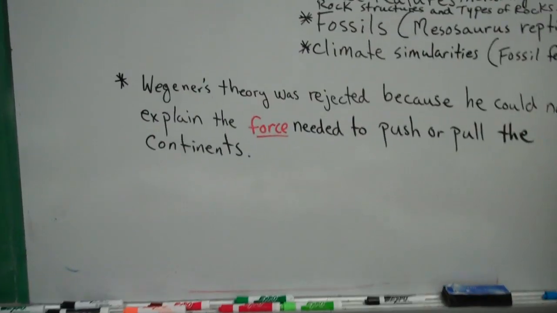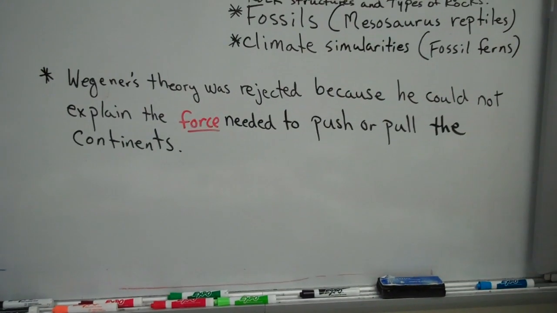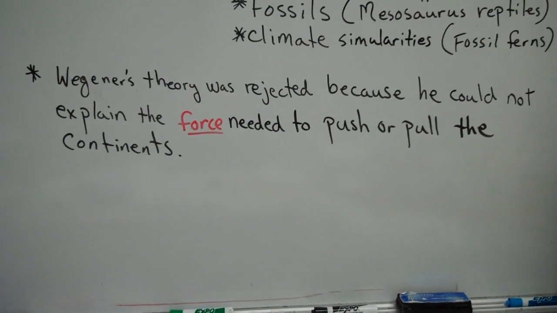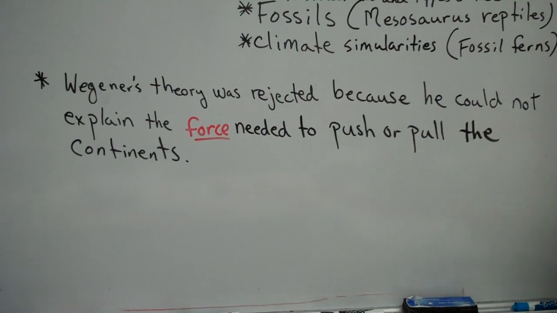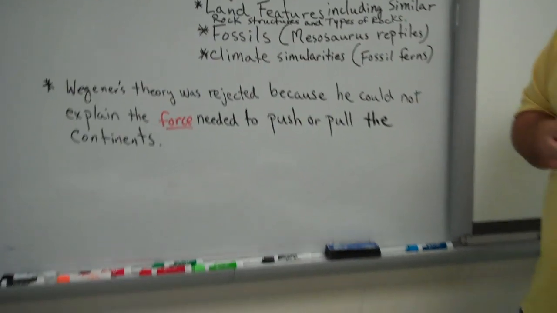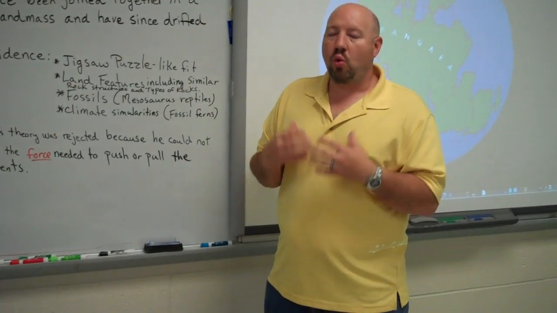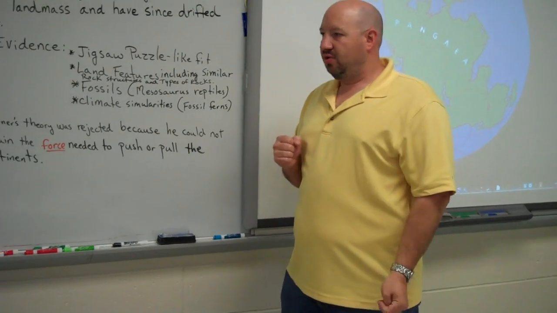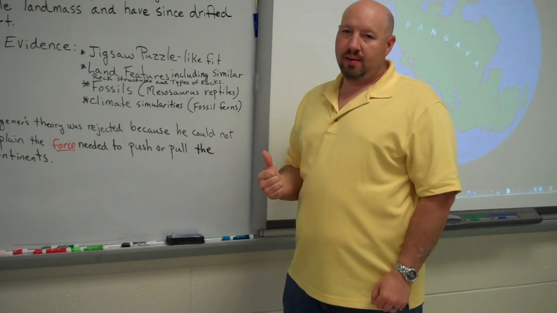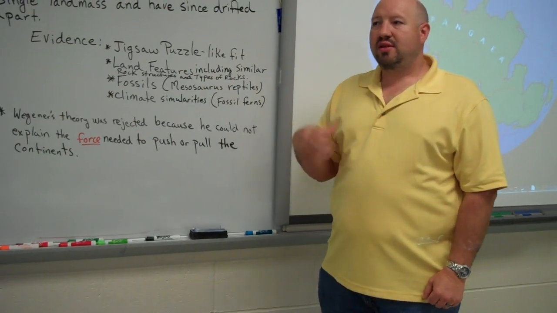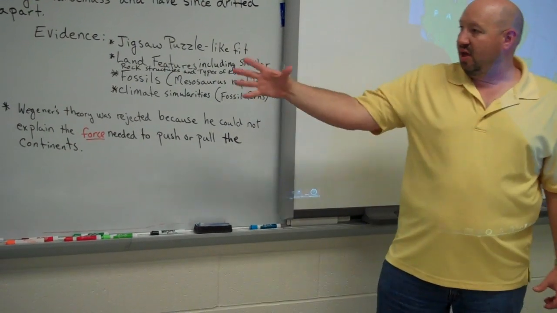Now, initially, Wegener's theory was rejected because he couldn't explain the force needed to push or pull the continents. Scientists want to know, well, if this is the case, how did it happen? Why has it moved to its current location? You have to have a reason why or how this occurs. And Wegener couldn't come up with that idea.